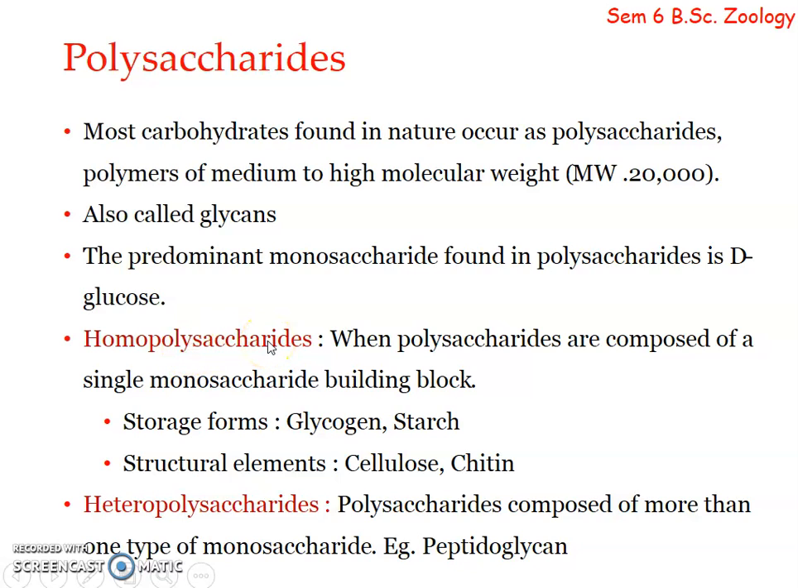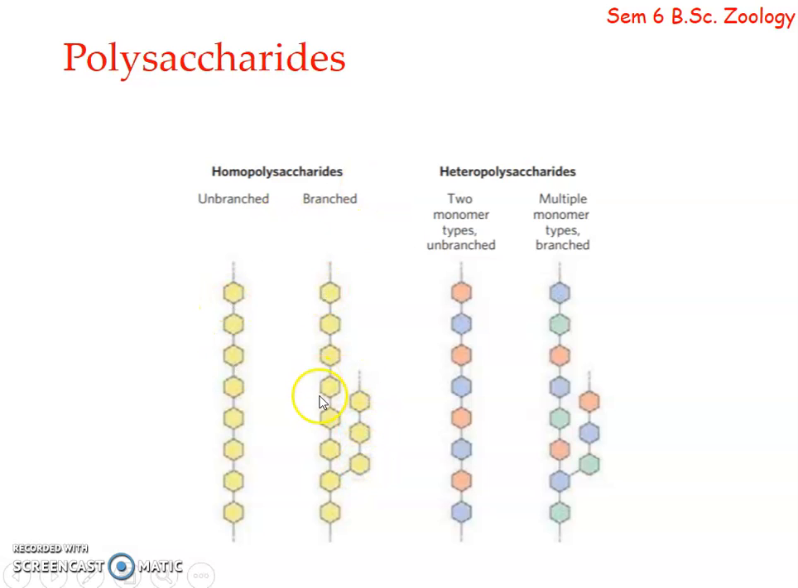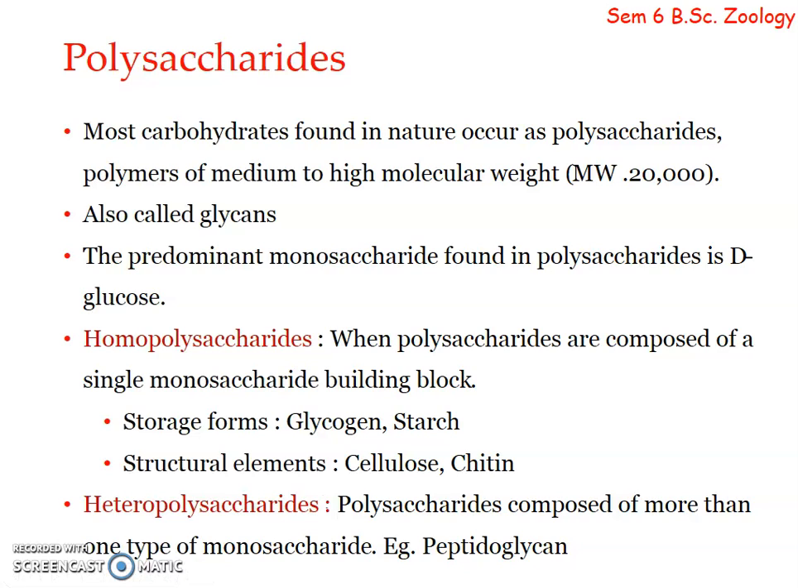Depending upon the composition, there are two kinds of polysaccharides, that is homopolysaccharide and heteropolysaccharide. Homopolysaccharide, where you can see these are the two homopolysaccharides, with yellow colored glucose units. These are actually similar molecules. When it is hydrolyzed, it forms similar kinds of molecules, right? Again, over here, this is just the difference: it is branched, but the monomeric units are all the same. So homopolysaccharides are when the polysaccharides are composed of a single type of monosaccharide building block.